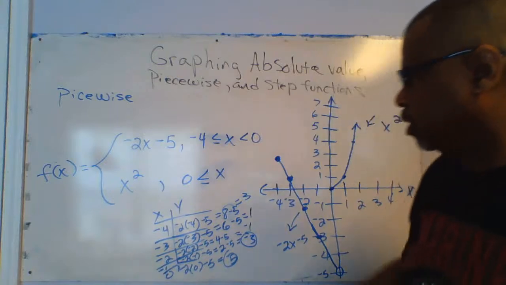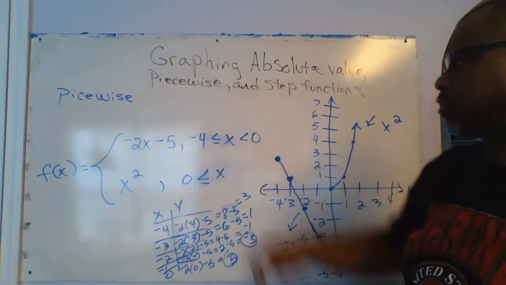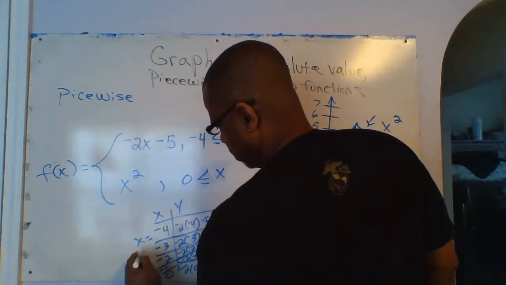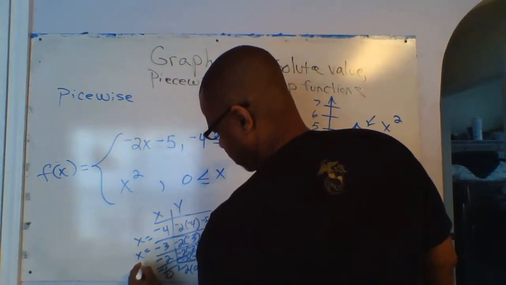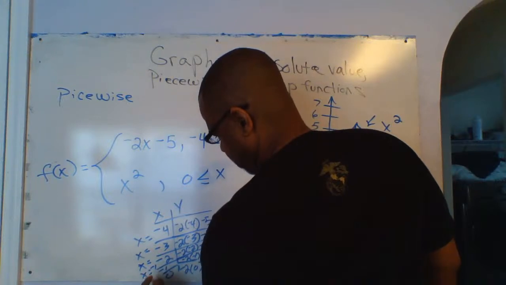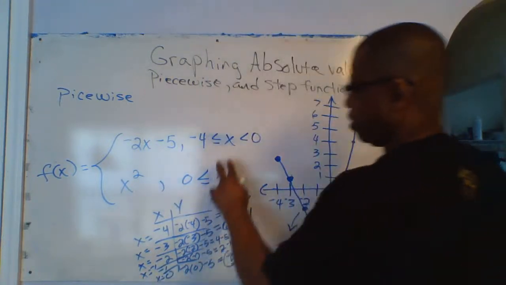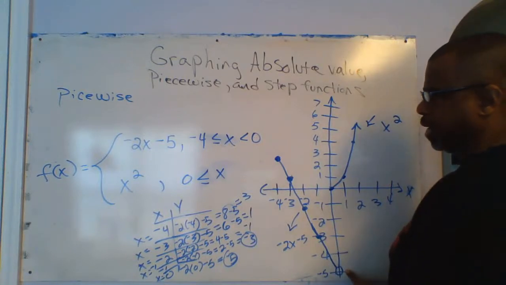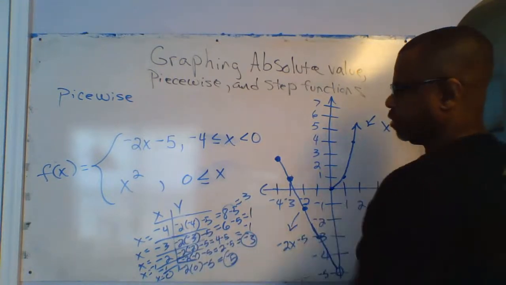How do you find it? You just plug in the answers. So you're going to plug in x is equal to negative 4, x is equal to negative 3, x is equal to negative 2, x is equal to negative 1, x is equal to 0. Okay, but this is open, so it has to be open at x equals 0. So you just found all these solutions.